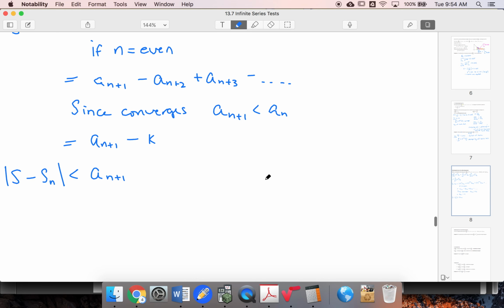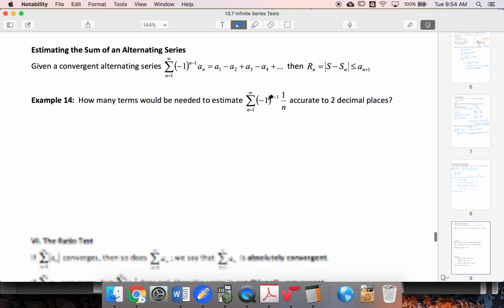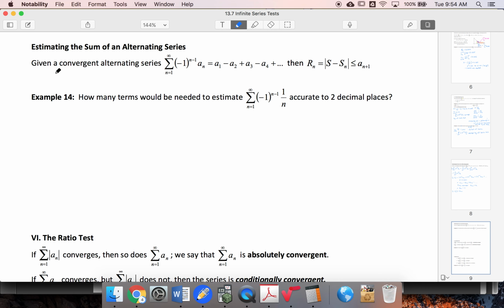But we can sum this up with our statement here that for any convergent, so it has to be convergent, alternating series of this form, my remainder, if I take the actual sum and subtract an approximation, will be less than or equal to the next term. That's going to help me answer questions like this.